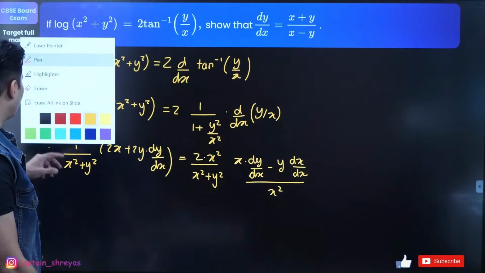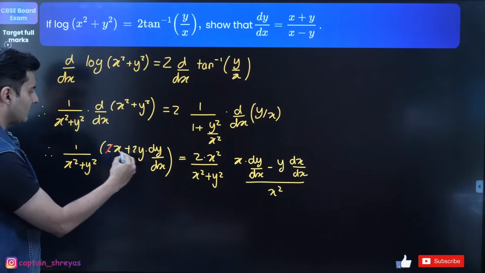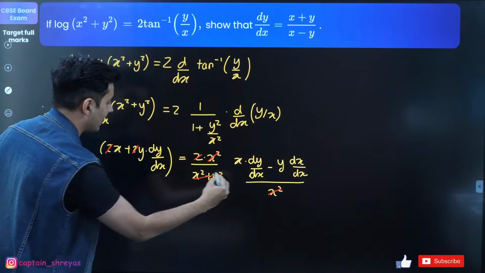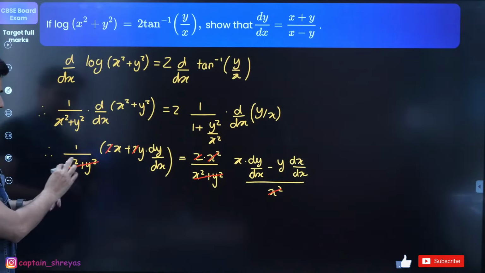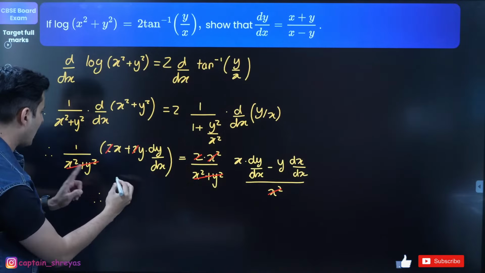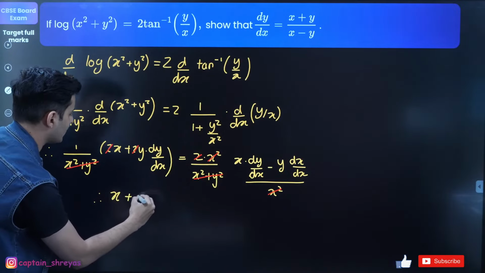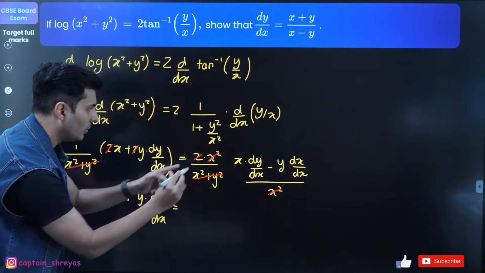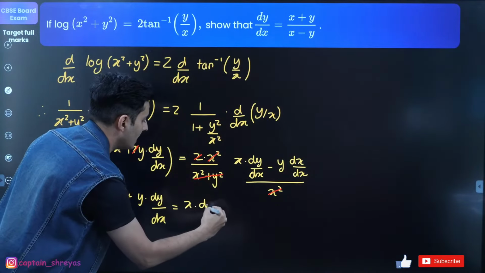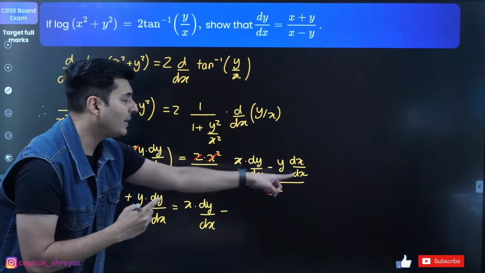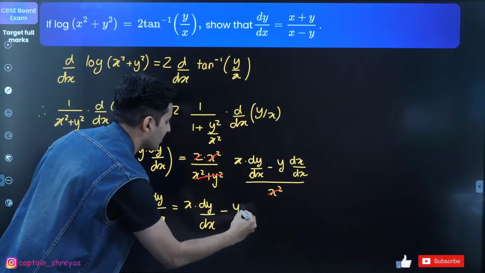Great. Now let's see, many things will get cancelled. I can see this number 2, this number 2, this number 2. This x square, this x square. X square plus y square, x square plus y square getting cancelled. So what am I actually left out with? I am just left out with x plus y into dy by dx is equal to x into dy by dx, and here I have dx by dx is 1, so minus just y.